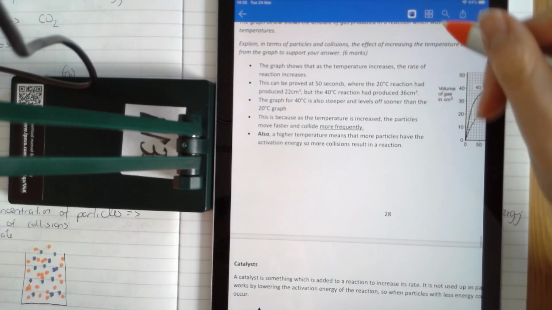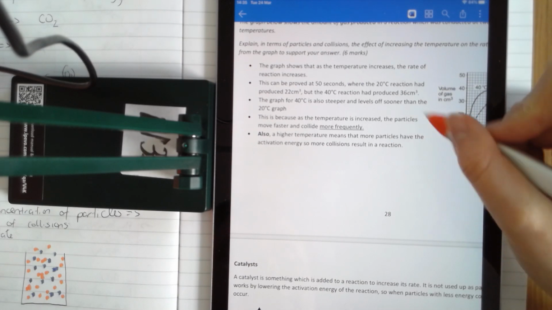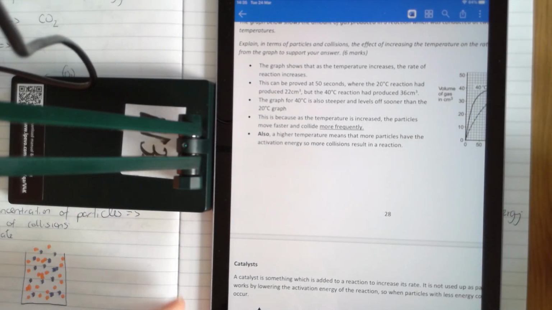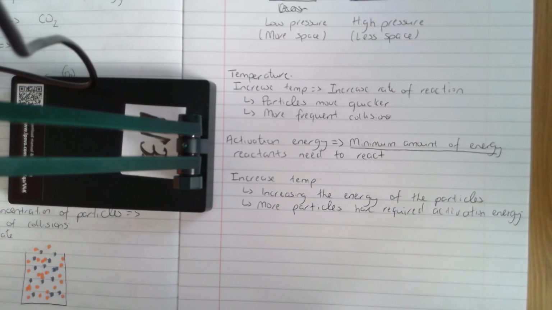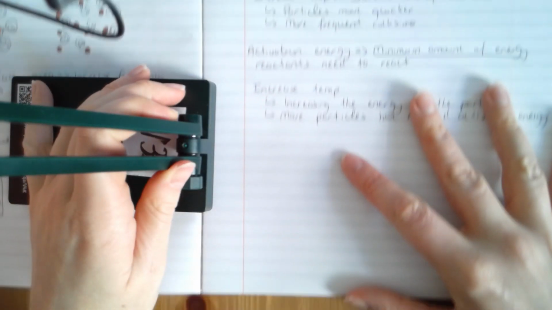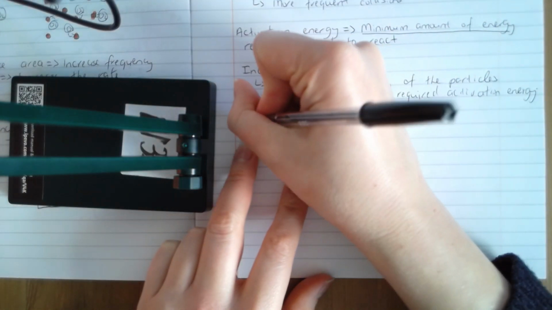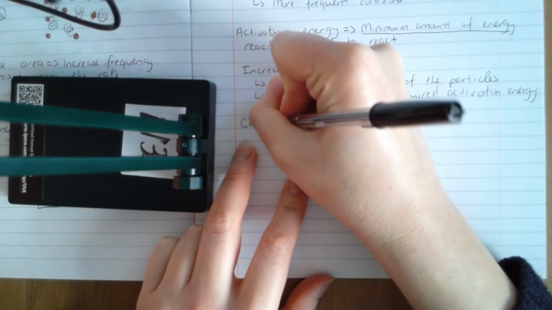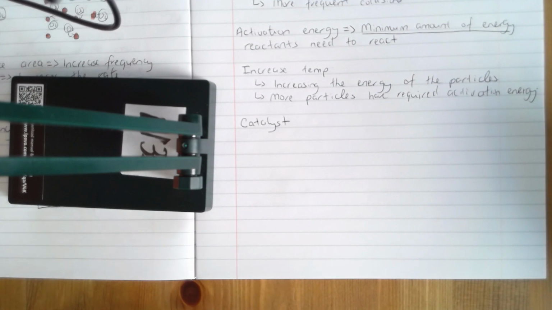We're going to be doing exam questions later, and you will see on the mark scheme that these are the sentences that are required when you're talking about temperature. Okay, there's one other thing that we can do to increase the rate of the reaction, and again, this is something that you have definitely come across before, and that's just adding a catalyst.